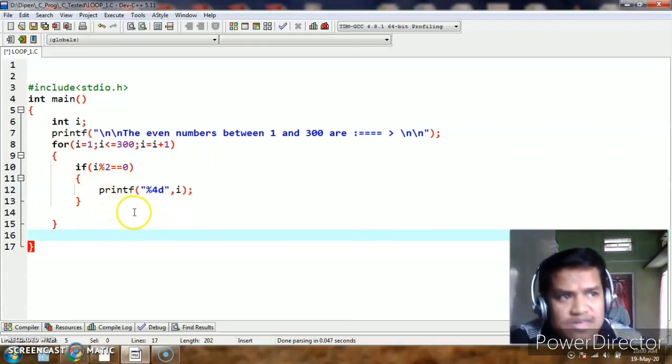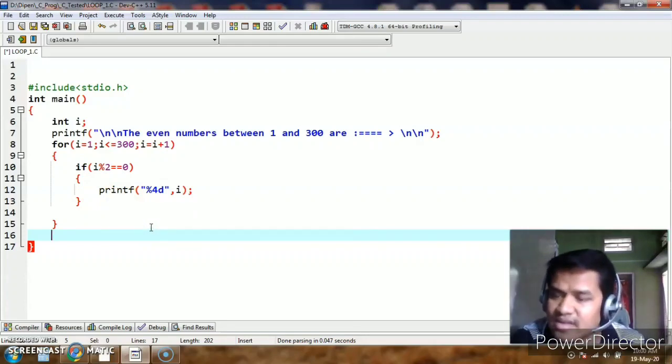Let me discuss the first iteration clearly, then we will go to the second iteration, then the third, then the fourth, like this. What happens in the first iteration? The i value was initially 1. So 1 is taken, remainder with 2. That means 2 zeros are 0, remains 1. 1 is not equal to 0, so nothing is printed on the monitor.